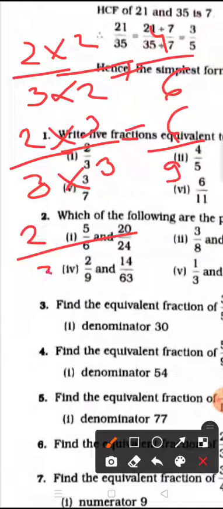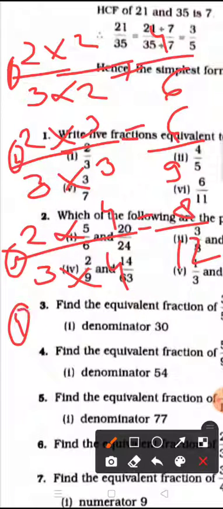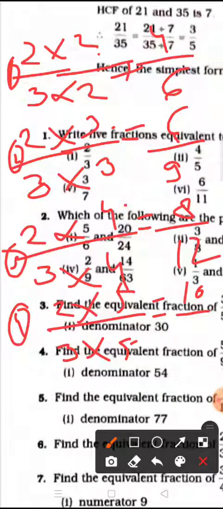Now 2 upon 3 multiplied by 4. How much is coming? 2 fours are 8, 3 fours are 12. That is the first equivalent, second equivalent, third equivalent. Now the fourth equivalent: 2 upon 3 multiplied by 5. How much is coming? 2 fives are 10, 3 fives are 15.